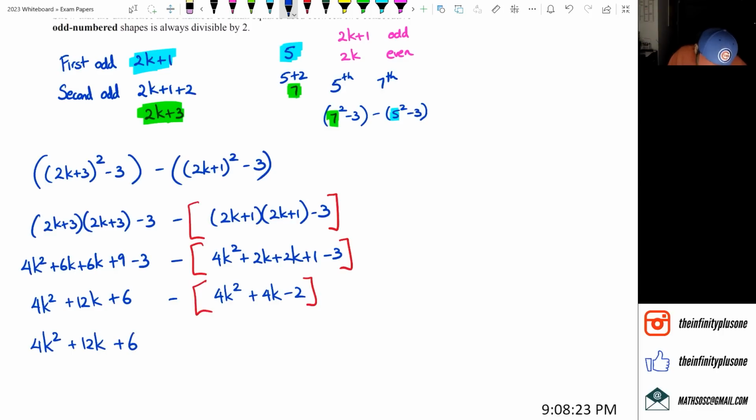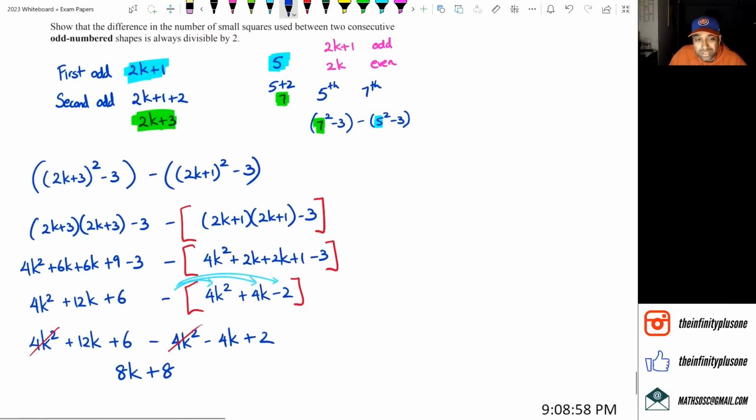Have I messed up somewhere here? I'm just wondering if I messed it up somewhere. Plus 6. No, it's all looking good. So negative 1 times 4k squared. So remember this negative 1 times that, negative 1 times that, and negative 1 times that. So we're going to end up with minus 4k squared minus 4k plus 2. 4k squared disappears. 12k minus 4k is 8k. 6 plus 2 is 8.